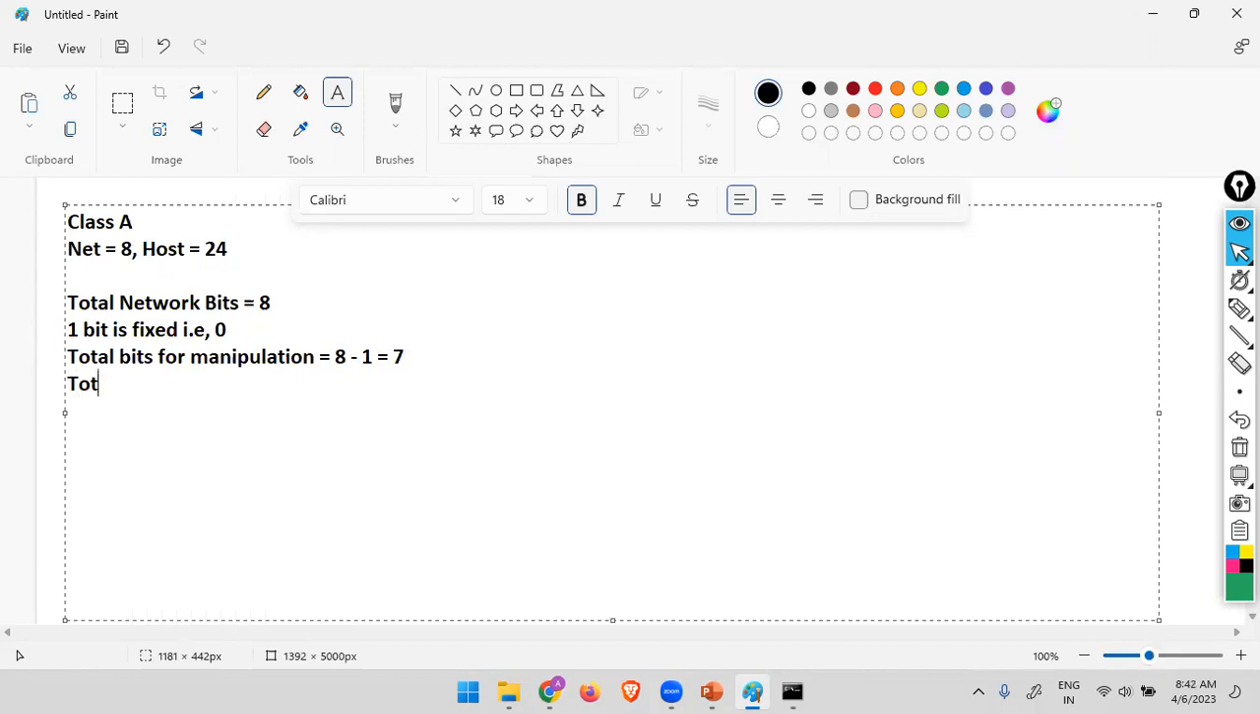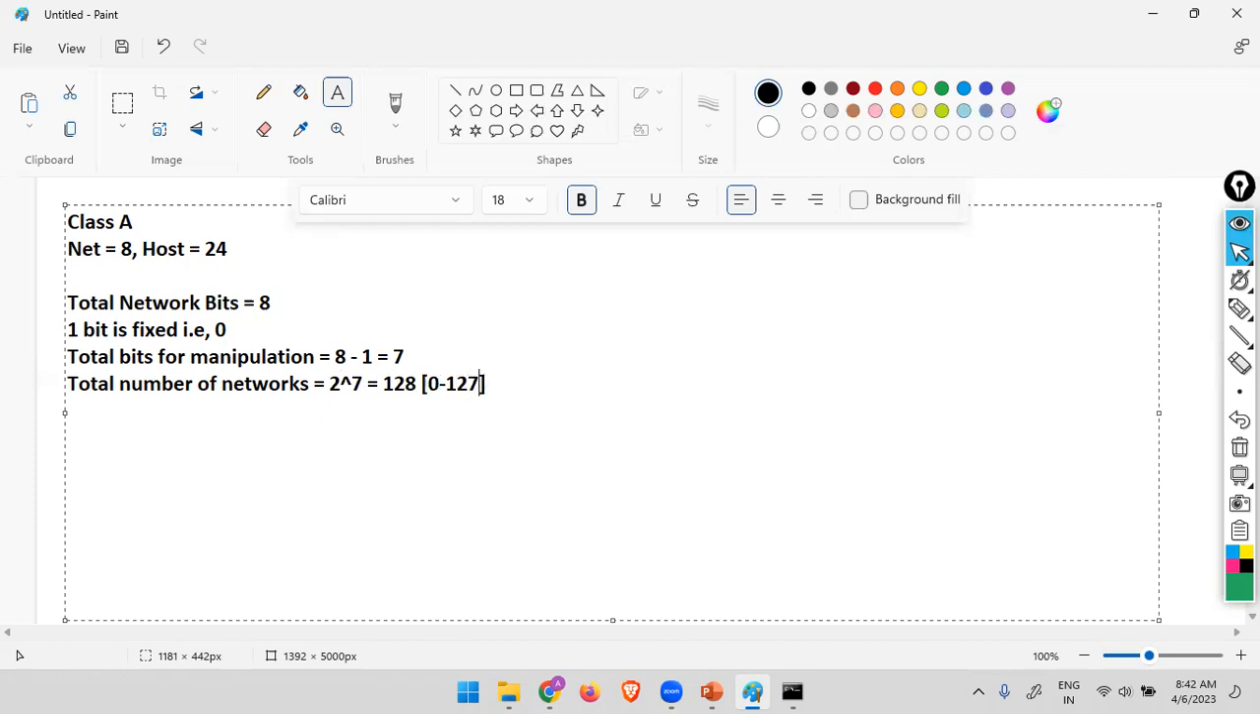So how many networks can I design here? Total number of networks. Whenever you want to calculate such things like total number of networks or total number of hosts per network, just write the number of bits in the power of 2. Here, how many bits do we have for manipulation? 7. So simply say 2 raised to power 7, which is 128. So 128 means the range will start from 0 till 127.